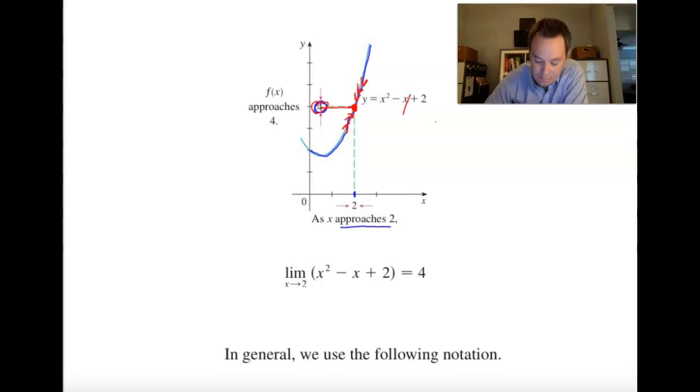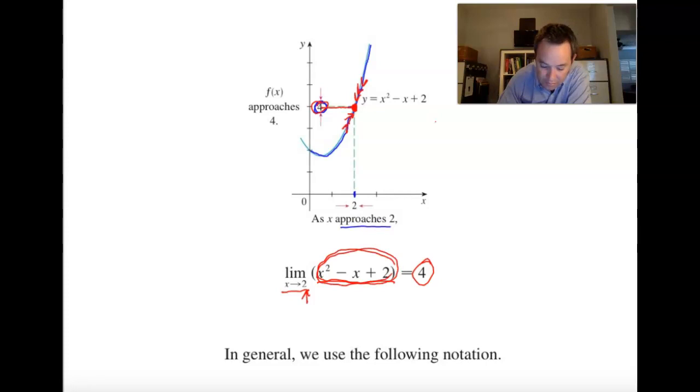All right, so then with that in mind, we can kind of summarize what we just figured out as the limit of x squared minus x plus 2 as x approaches 2 equals 4, meaning as we approach 2 on the x-axis, our y values, which are determined by this formula, approach 4. And so we use this notation generally.